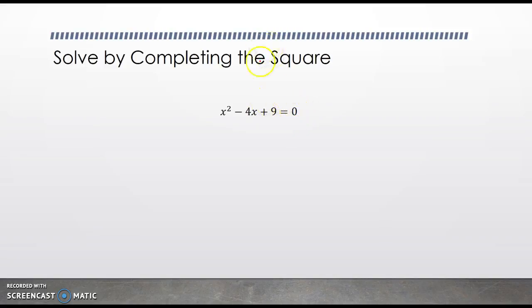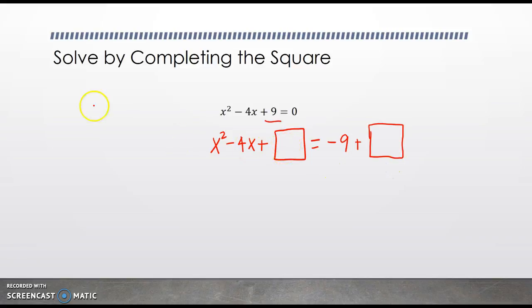The first thing I'm going to do is move my c over so that I have x squared minus 4x, and I'm going to put a plus box equals, and then I'm going to move my c by subtracting 9. So that's going to become a negative 9 on this side plus that same box. We're going to figure out what goes in this box, but whatever I add to one side, I have to add to the other. So that's why I have a box on both sides.